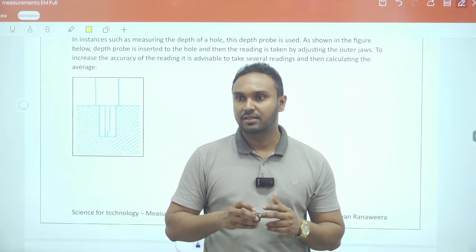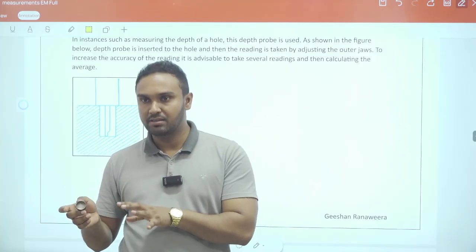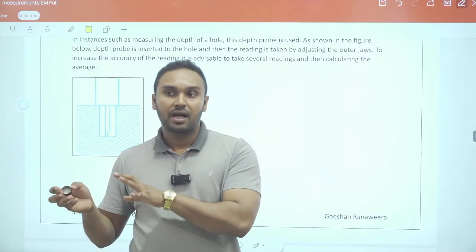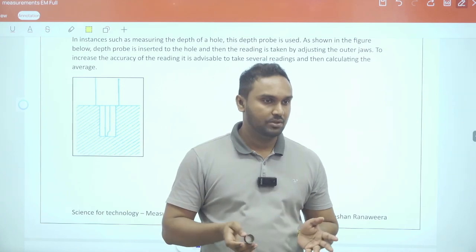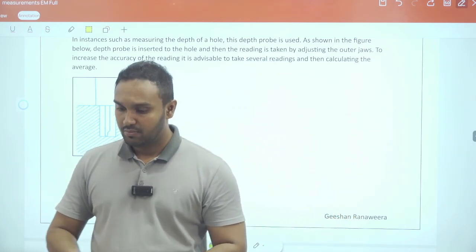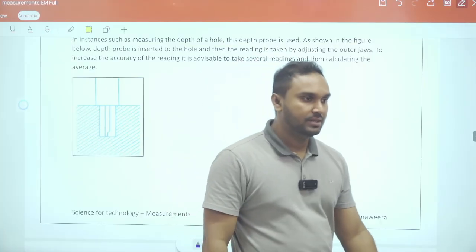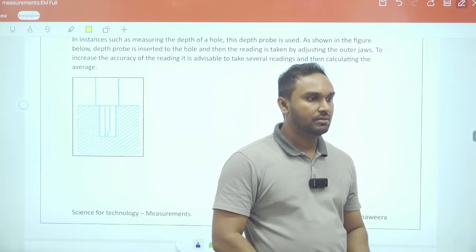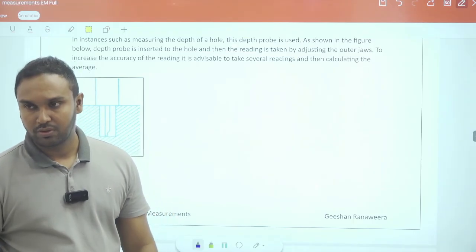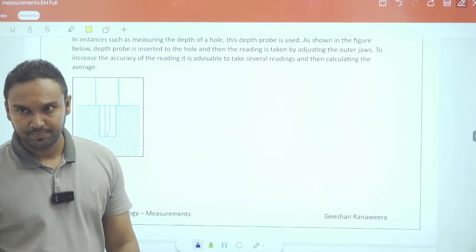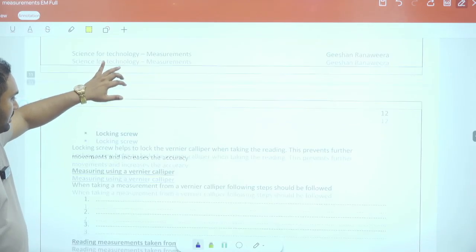So in a case like that, you have to take several measurements, add all the measurements together and divide by the number of measurements you took, then you get the average, right? For all measurements you have to do it like that, because many of the objects that you measure are not uniform. So you have to take 2 or 3 measurements at least, right? So that is how you measure the depth.